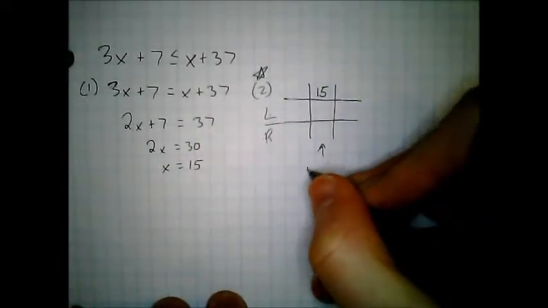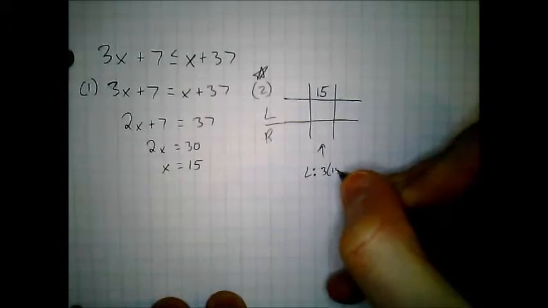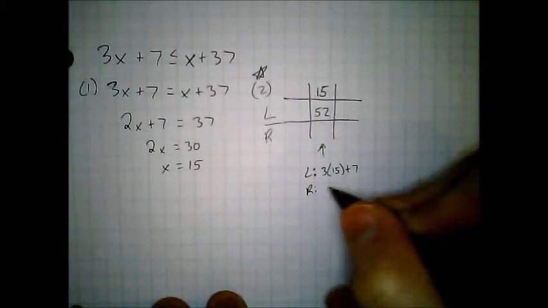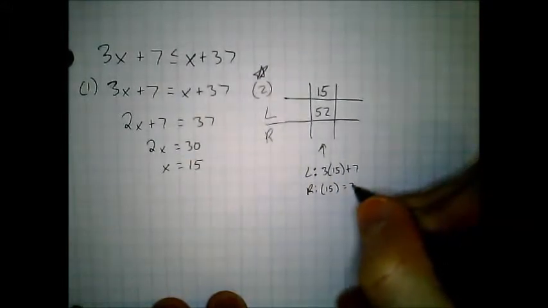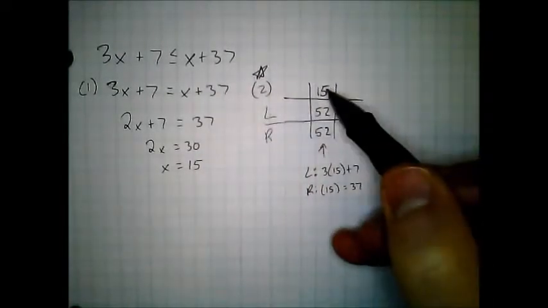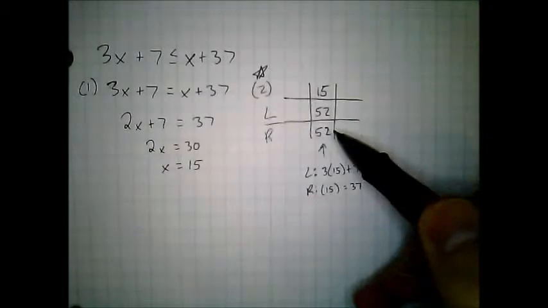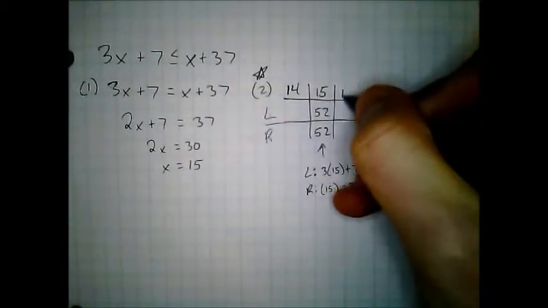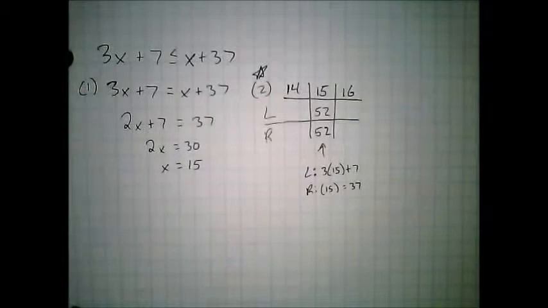For our left expression, we do 3 times 15 plus 7, and that's 52. For our right expression, we do 15 plus 37, that's 52, which is good. That's our boundary point. So when x equals 15, both our left and right expression equal 52. They're equal to each other, which is fine. It's nothing new. We expected that. We needed that to happen. But now we just have a little bit more to test, because we're not comparing one expression to a number. We're comparing two expressions to each other. So we just have a little bit more substitution to do.